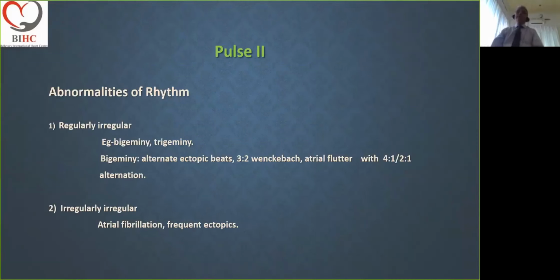So in the abnormalities of rhythm, we speak of a regular irregularity. Every third beat is an ectopic. You'll say that it's a trigeminy. Alternate beat is an ectopic. You will say that it is a bigeminy. It could be irregularly irregular, as in atrial fibrillation. Practically, atrial fibrillation does not occur in children. The frequent ectopics and a multifocal atrial tachycardia due to lung disease is more likely cause for an irregular fast rate in a child. Atrial fibrillation is an adult problem.